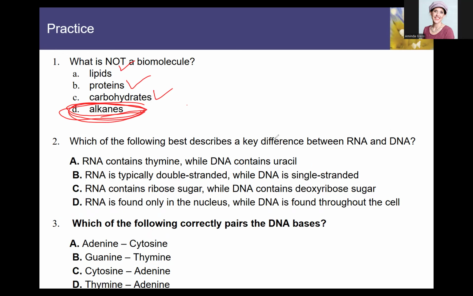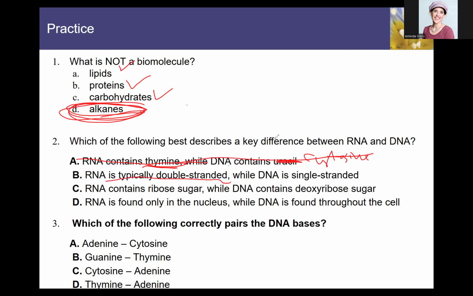Now, which of the following best describes a key difference between RNA and DNA? Well, both of them contain thymine, so that's incorrect. And DNA doesn't contain uracil. It contains cytosine. So this one is definitely not correct.